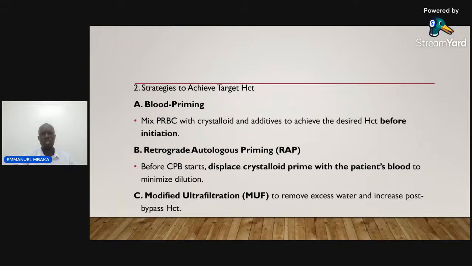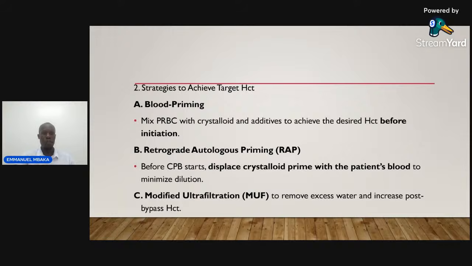So let's talk about the strategy you as a perfusionist use to achieve your target hematocrit. There is blood priming. You need to mix the packed RBCs with the crystalloid and add additives, the ones that we mentioned earlier, to achieve the desired hematocrit before initiation of bypass.